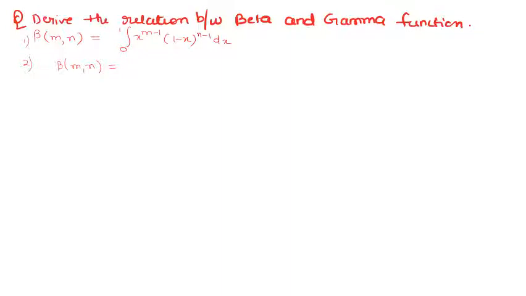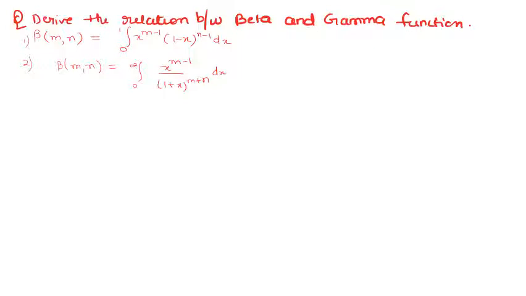Okay, so if you have a case where the limit is from 0 to infinity, then it would be in the form of x raised to power m minus 1 divided by 1 plus x raised to power m plus n, dx. This is another formula, just like we had two formulas for the gamma function, which I discussed in the last class.